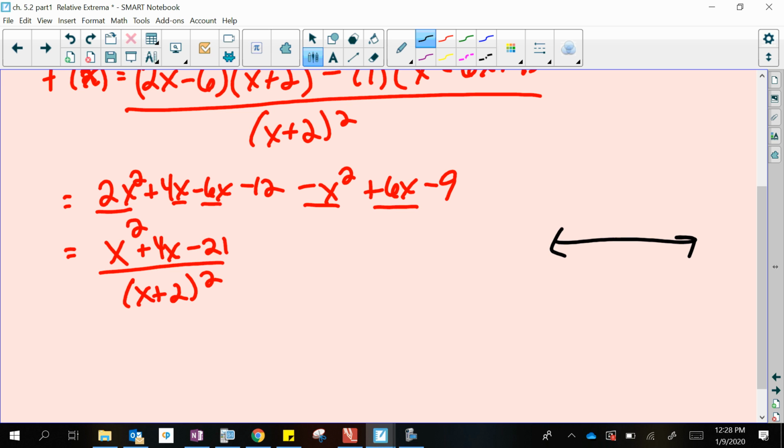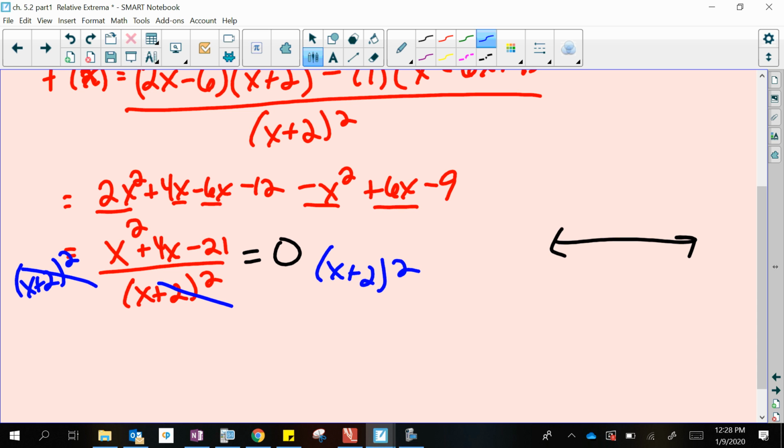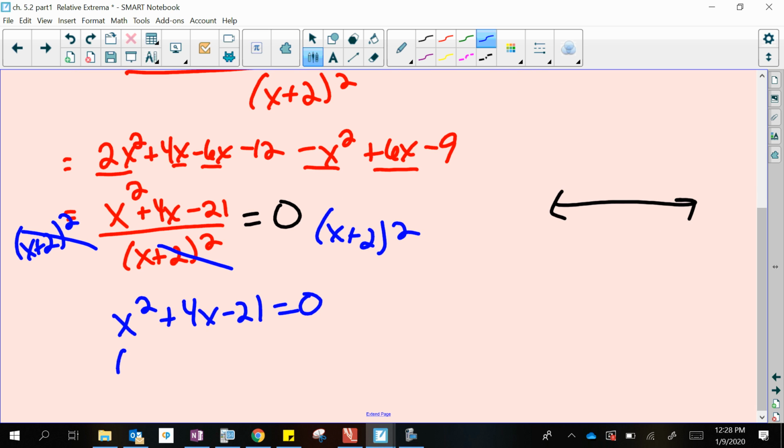But what we do have to do is set this equal to 0. And if we solve that, we multiply top and bottom by the denominator. It cancels out, and we get x squared plus 4x minus 21 equals 0. And how do we solve that? We can factor, right? Multiplies to negative 21, adds to 4, so plus 7 minus 3. So we get x equals negative 7 and 3.